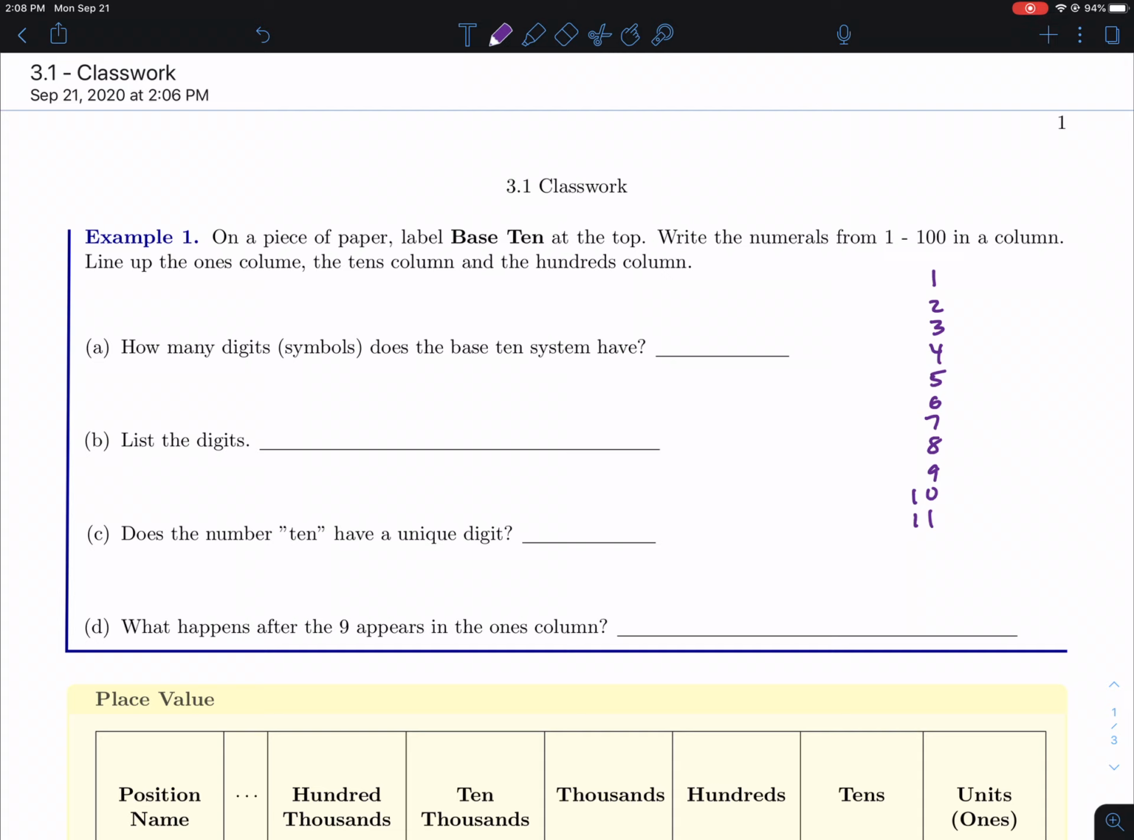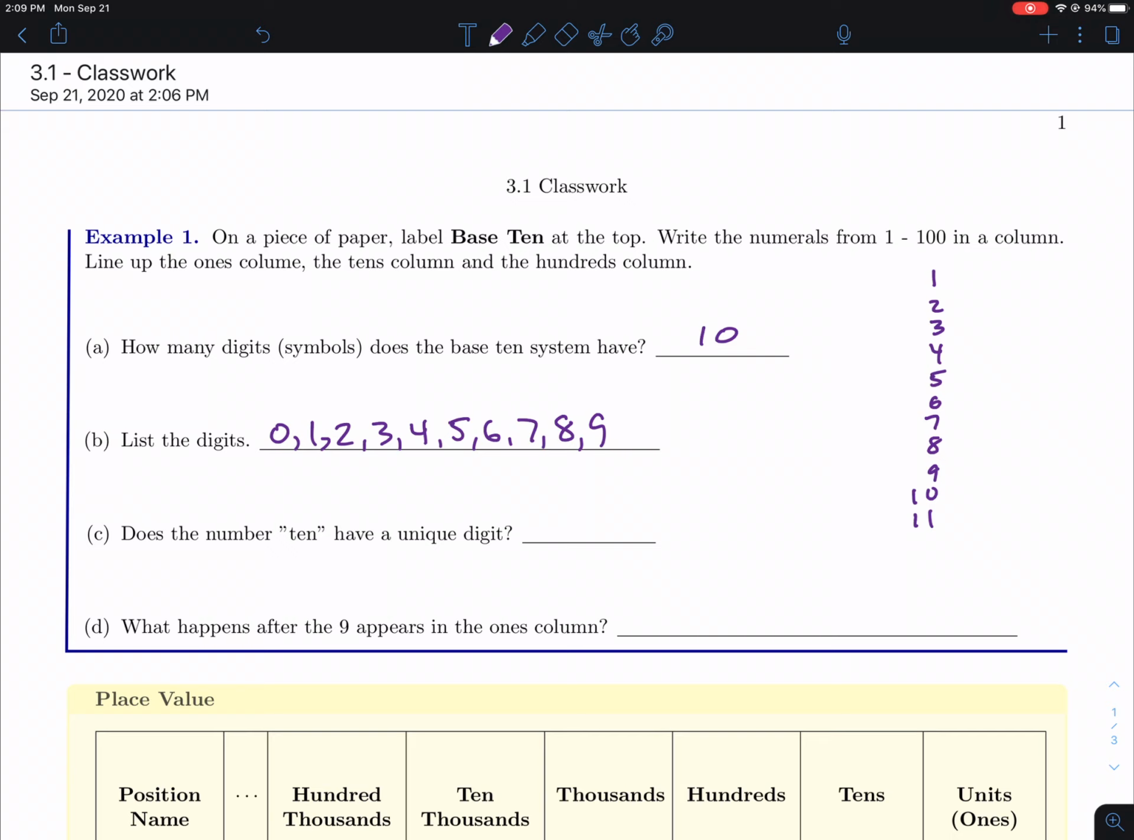All right. In this case, what we're looking at is how many digits or symbols does our base 10 system have? Hopefully somebody out there is yelling 10. So our system has 10 digits. You'll see when you're doing the other numeration systems, sometimes they use symbols, all kinds of weird stuff. So for us, let's list our digits: 0, 1, 2, 3, 4, 5, 6, 7, 8, 9. Those are the only 10 digits that we have available to use.